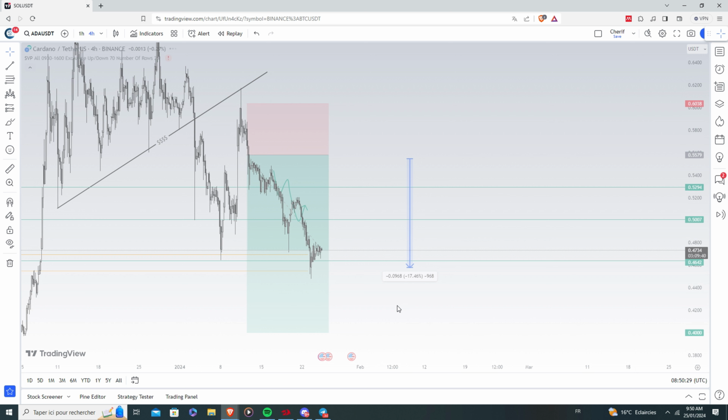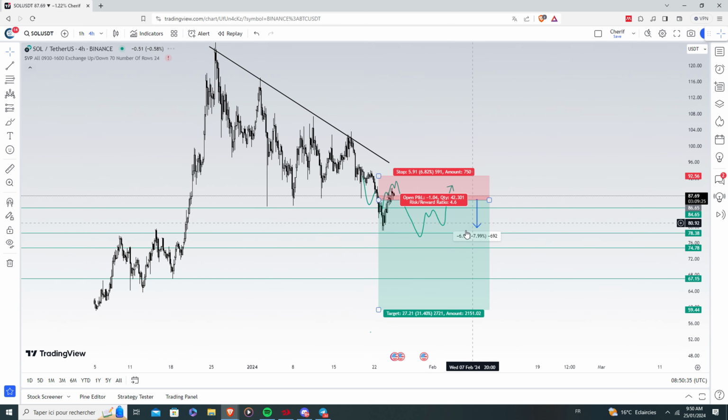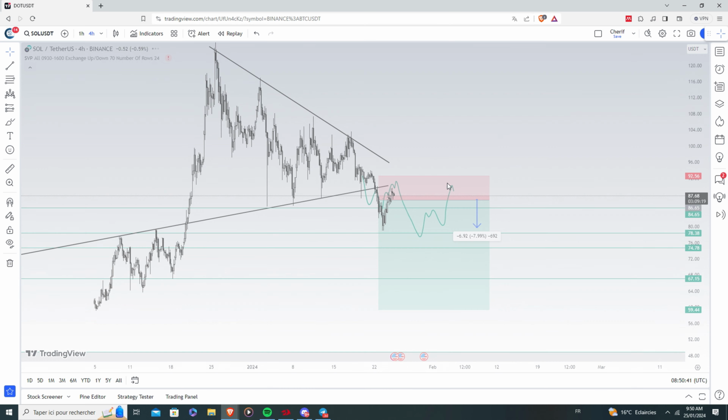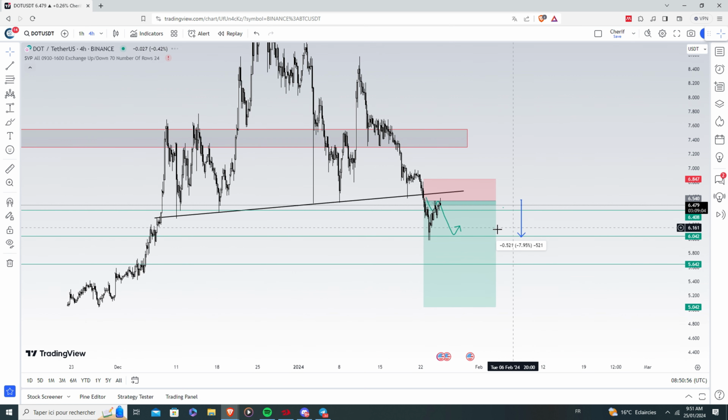Solana is also currently running in profits. One of them reached second TP, one of them was about to reach second TP. Solana went close to the second TP, went for 80% profits. Meanwhile, DOT successfully reached the second TP. And the second target was not as large for DOT USDT. But still, it's quite a good amount of profits. 80%.